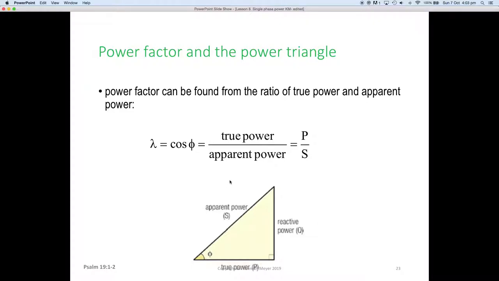So power factor and the power factor triangle. I kind of just did this for you very quickly. Our power factor can be found from the ratio of true power and apparent power. So again, without going through all the drawing of diagrams and things again, effectively the P is the adjacent, the S is the hypotenuse, and cos theta is the angle, and it's just a trigonometrical ratio. That's why we can say true power divided by apparent power is the cos of lambda, or the power factor.